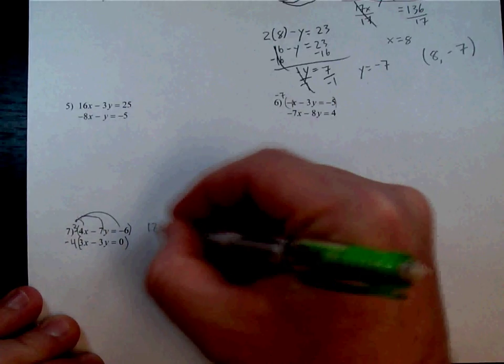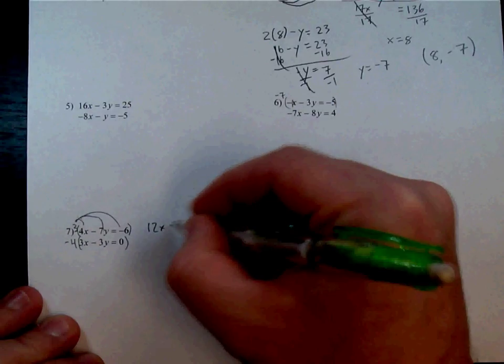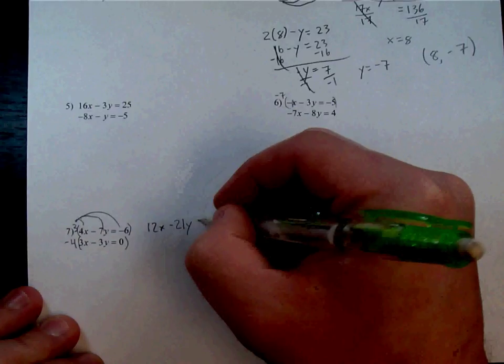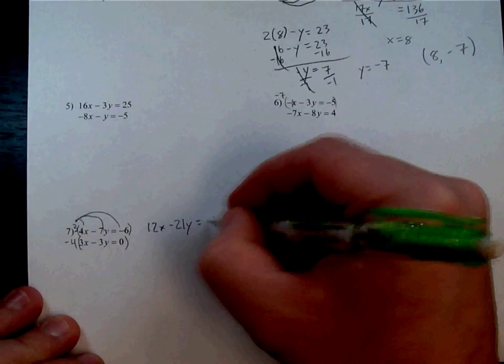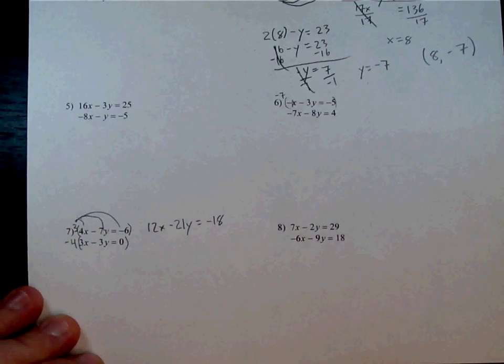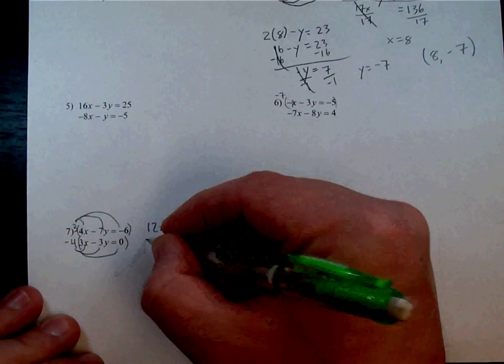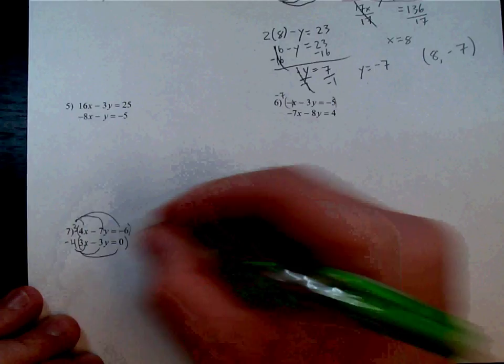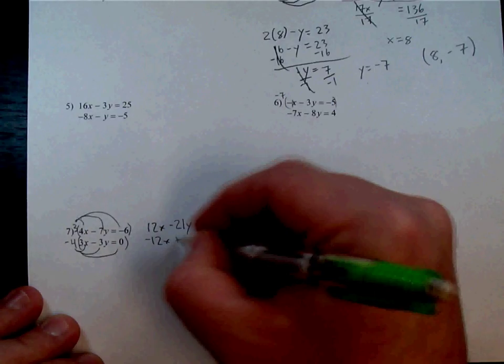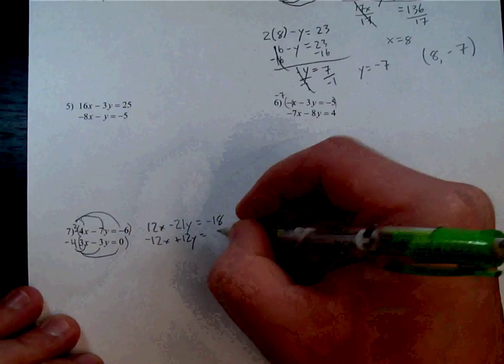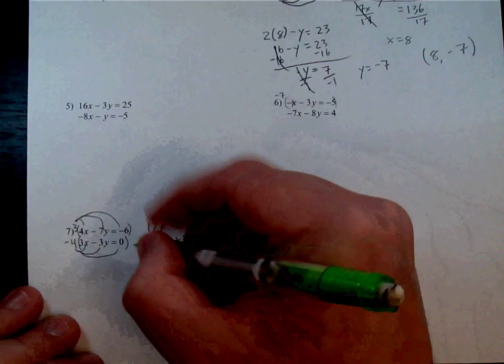3 times 4x is 12x. 3 times negative 7y is negative 21y. Equals 3 times negative 6 is negative 18. Distribute down here as well. Negative 4 times 3x, negative 12x. Negative 4 times negative 3y, positive 12y. Negative 4 times 0 is 0.